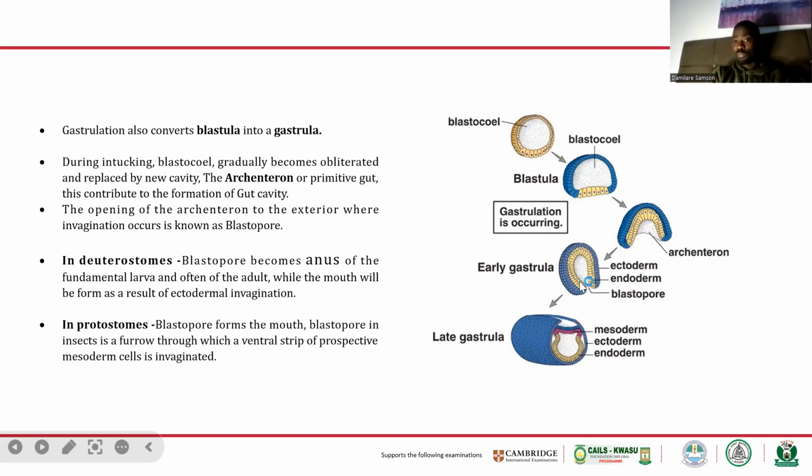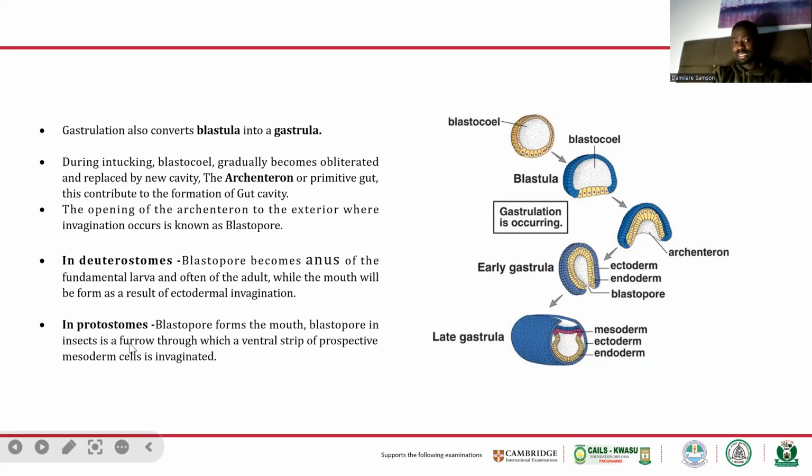Now, more invagination of the ectoderm will result in the mouth. So it's not just this one opening forming the two. But in early organisms, for example, they have only one opening, and that one opening serves as the anus and as the mouth. Okay, so that's that. In protostomes, the blastopore forms the mouth. That's just what I finished explaining now. In protostomes, the blastopore forms the mouth.